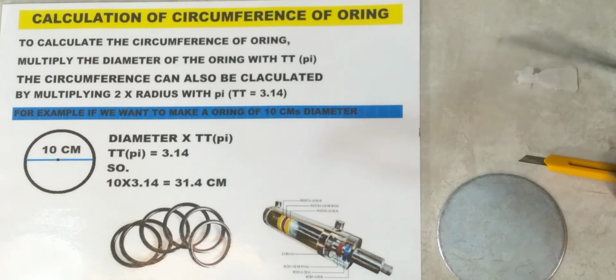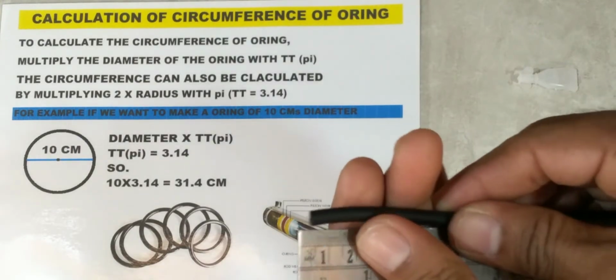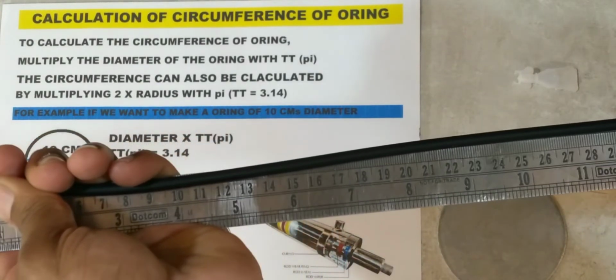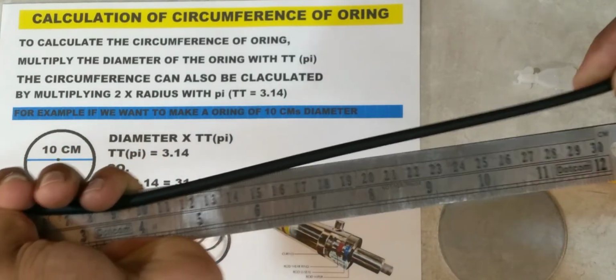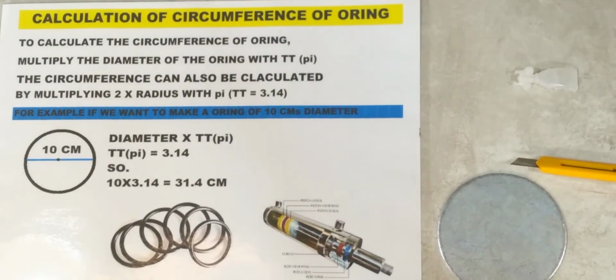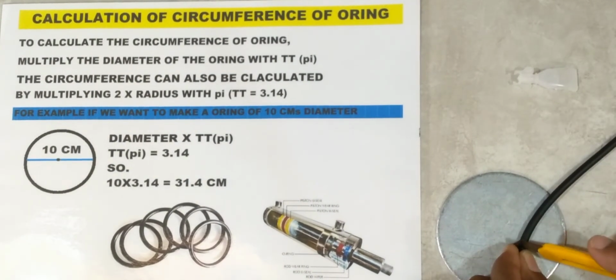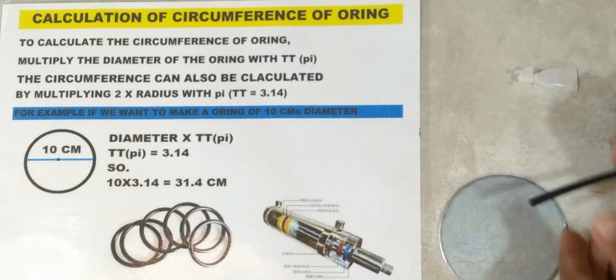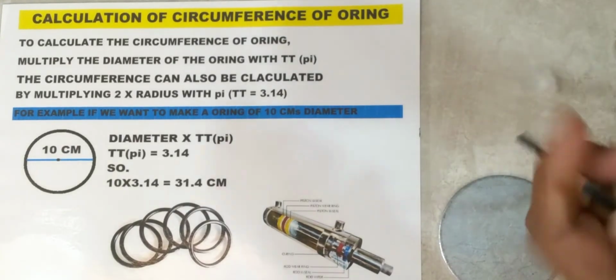Now we take the 5 mm cord that we want to make the O-ring from. We will measure it on a scale. We have a scale of 300 mm, I mean 30 centimeters. We can increase some to make it 31.4 centimeters. Now we will cut it very straight. We should remember that the face of the O-ring cord must be very flat so that we can paste it well.